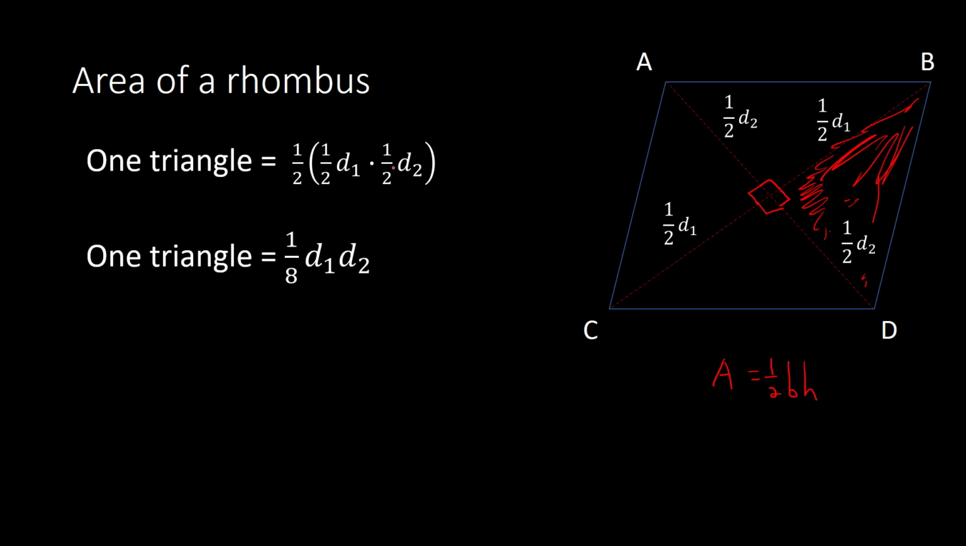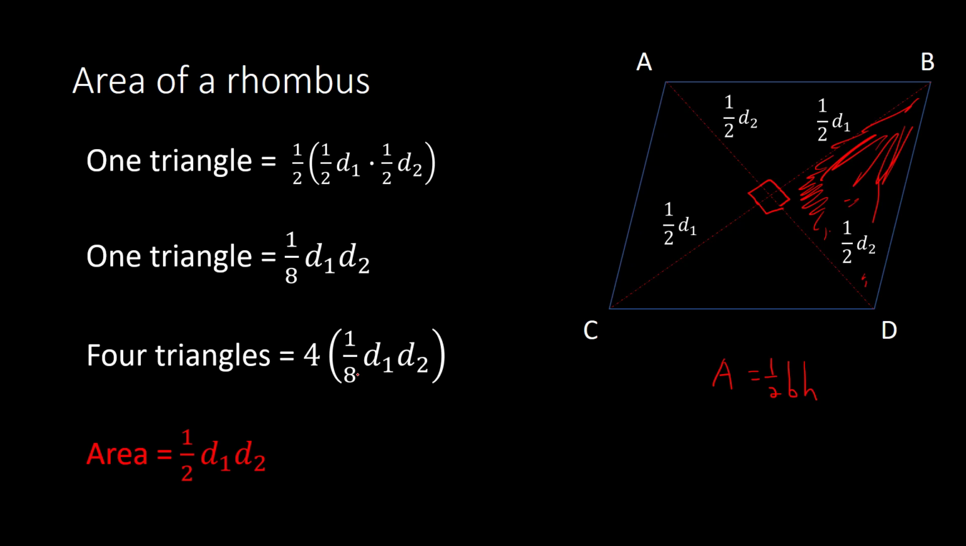So that is the area of one triangle, but notice each of those 4 triangles are identical. So looking at all 4 triangles put together, we have 4 times 1/8 D1 D2. Well, 4 times 1/8 would give you 1/2. So what we have is 1/2 D1 D2. And this is another formula that we can use.